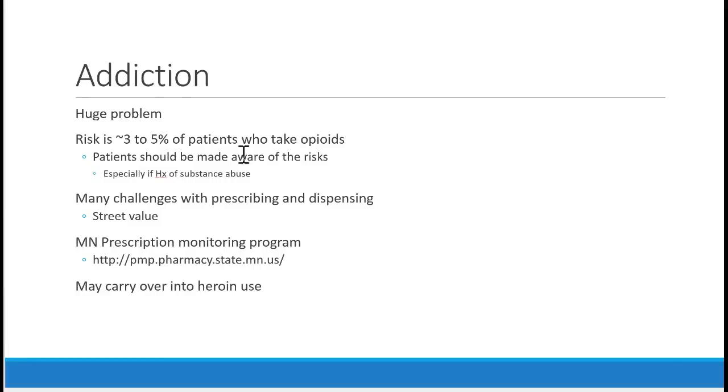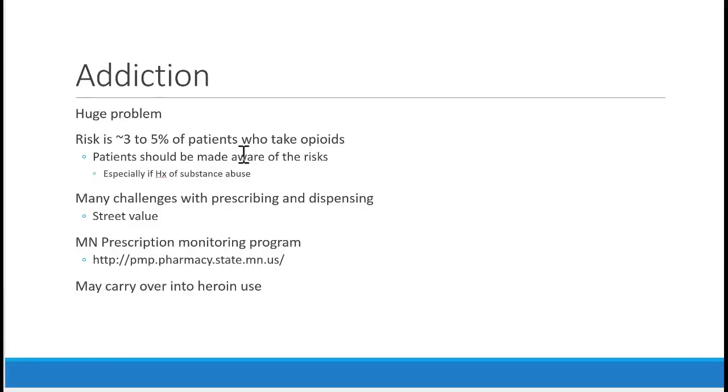Addiction's a huge problem with opioids. I don't think I need to tell anyone that, but it is. The risk for getting addicted to opioids is about 3 to 5%. So anyone who takes an opioid, it's about 3 to 5% they might develop some sort of addiction. Not to say that they're going to be hooked for life, but they may feel like they want more.